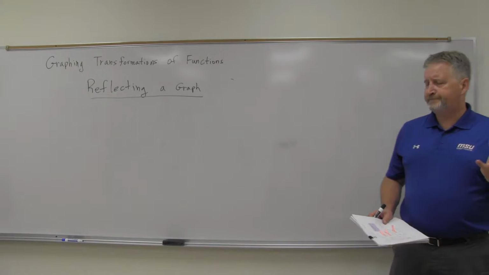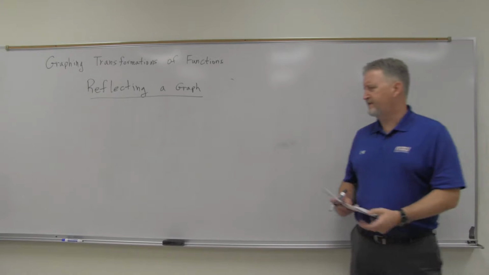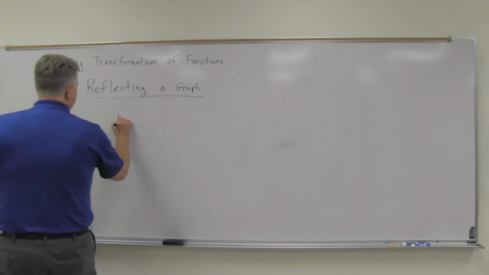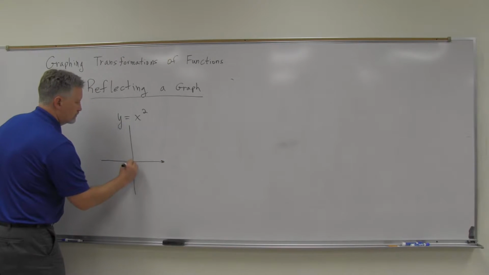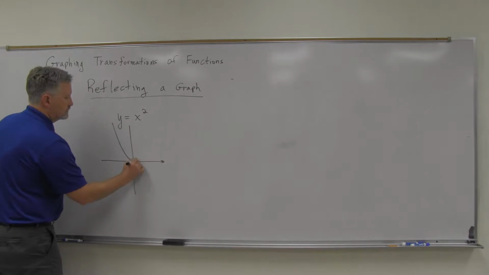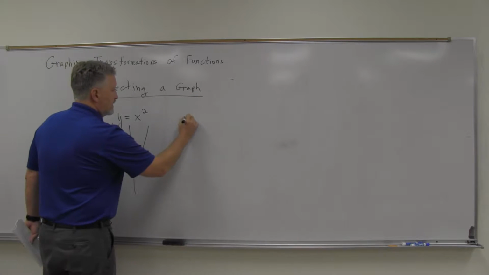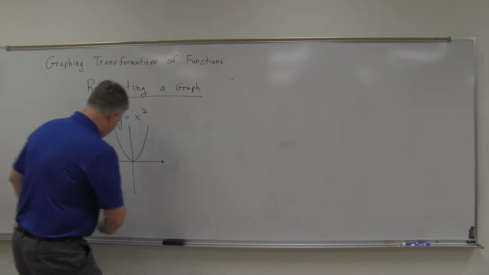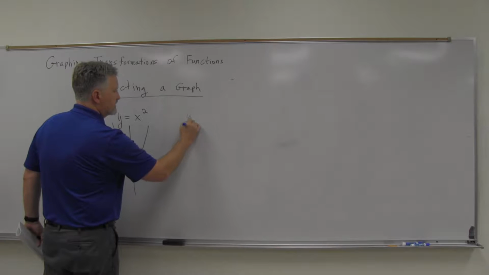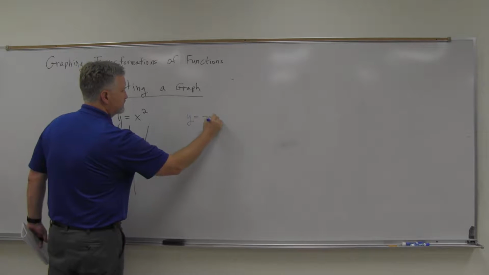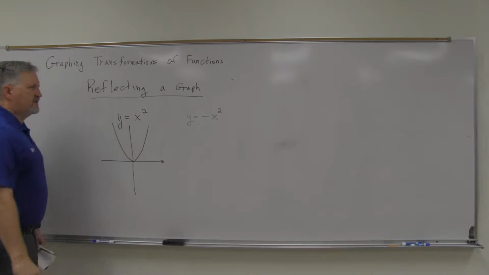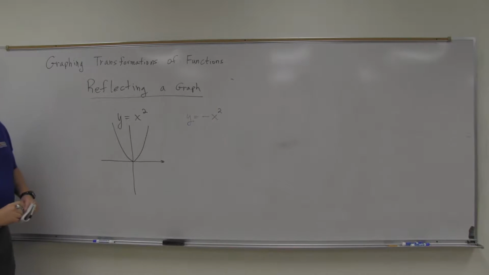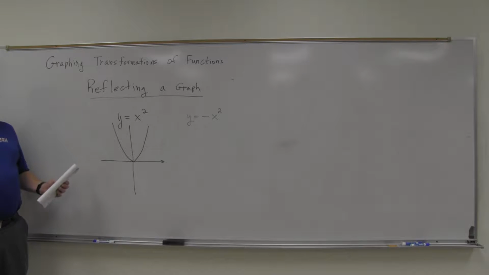Okay, so what would happen if I take y equals x squared, which looks like this, and then I go to a second graph here, y equals, and do a negative of the x squared right there. Lots of ways we can look at it.